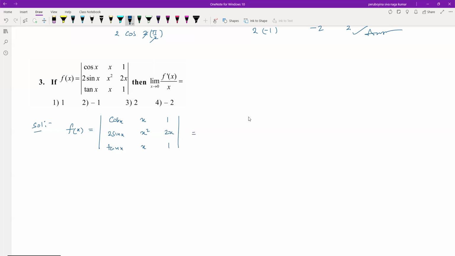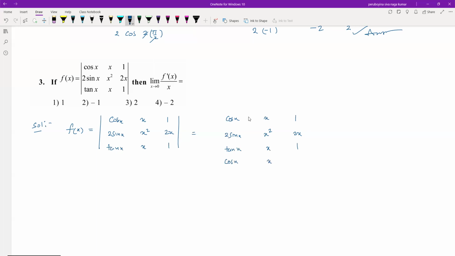For solving this, we will use Sarrus' method. In Sarrus' method, we can repeat for any determinant. You can use this Sarrus' method to solve. Only this is for objective examinations, not for board examinations. So 2 sin x, x square, 2x. Write down the same determinant, tan x, x and 1. Repeat the first two rows again.